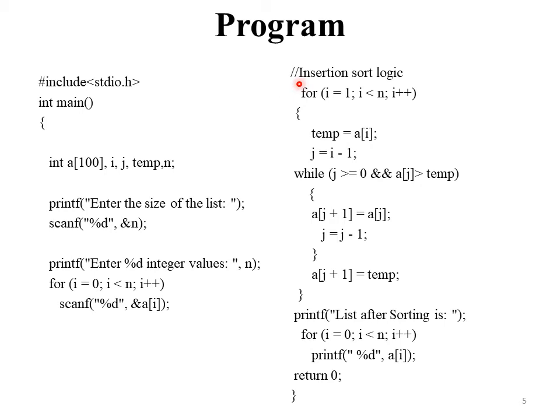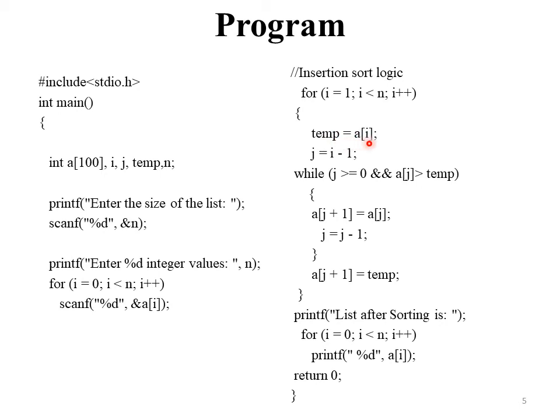Next is the insertion sort logic. This logic we already studied in the algorithm, so all of you know about this logic of insertion sort. So see here, first is for loop i equal to 1, i less than n and i plus plus. Here the value of i is 1, meaning i points to the first location. Next is temp equal to a of i.